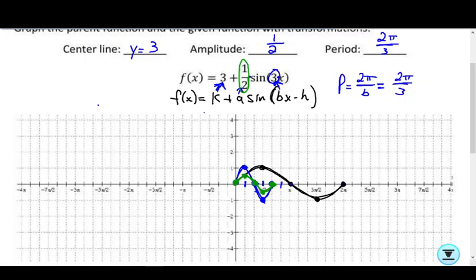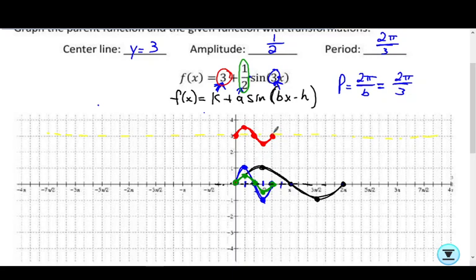Then our last one, we need to shift it up 3 because we were just talking about it. Our center line is here at 3. The original center line was at 0. So we have to shift everything up 3. So this goes 1, 2, 3, up 3. Each point goes up 3. And this is our final transformation.